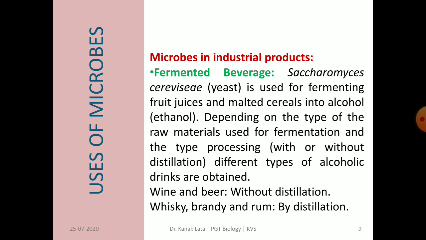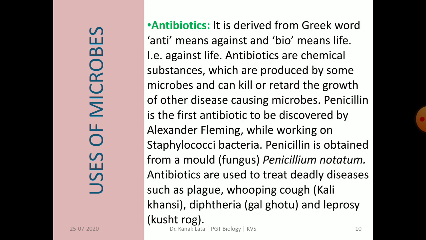Wine and beer are obtained without distillation, whereas whiskey, brandy and rum are obtained by the distillation process. So processing is with distillation or without distillation. Without distillation we are getting wine and beer, and by distillation we are getting whiskey, brandy and rum. Next industrial product is antibiotics.